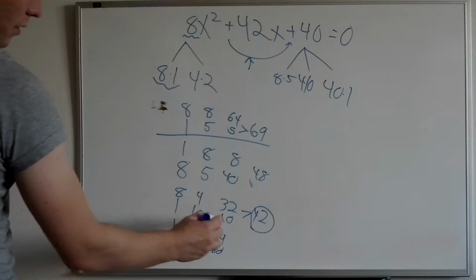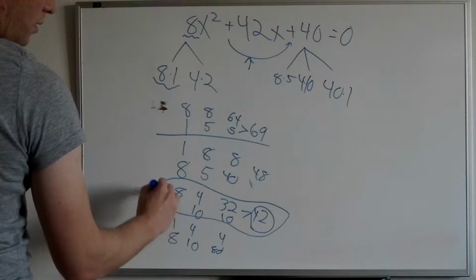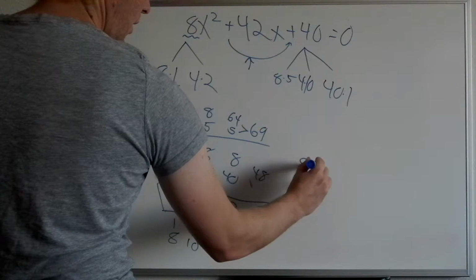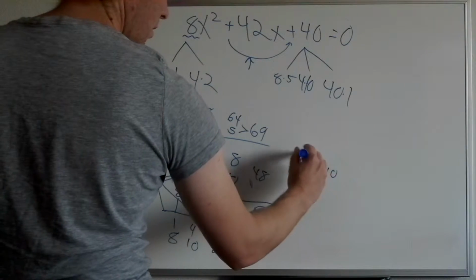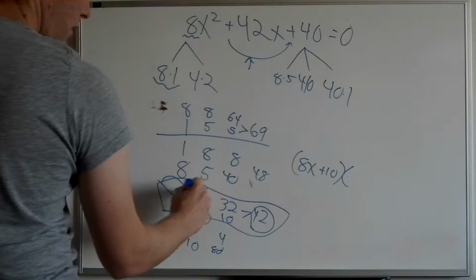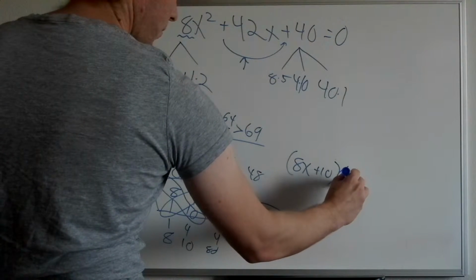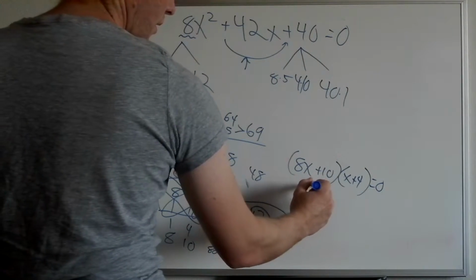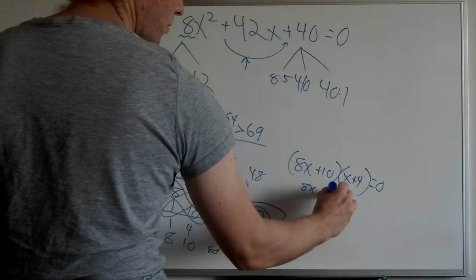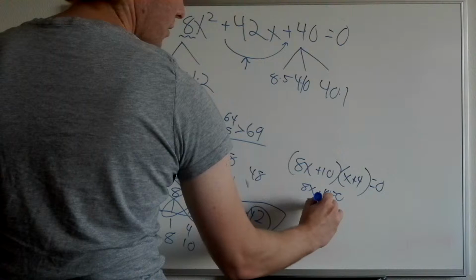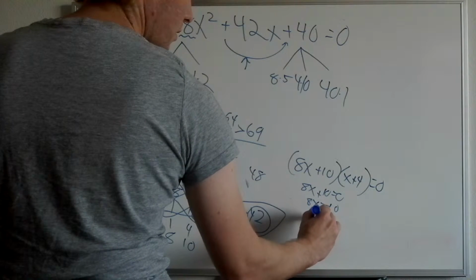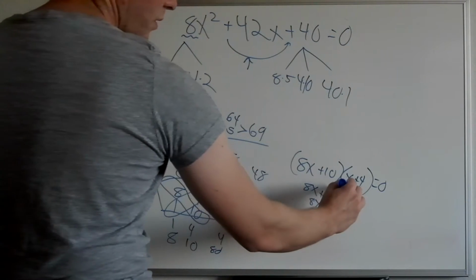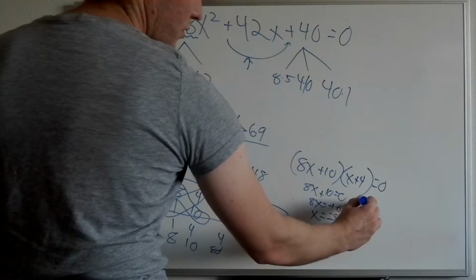So when grouping it together on this problem, you're going to go this way: 8x plus 10, and then this way, x plus 4 equals 0. And then you solve it. So 8x plus 10 equals 0, 8x equals negative 10, and x is equal to negative 5 over 4. And for this one, x plus 4 equals 0, so x equals negative 4.